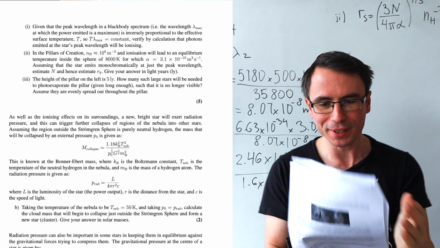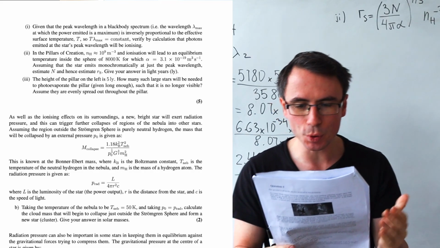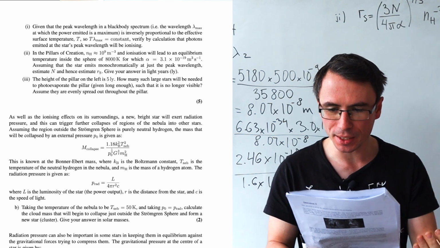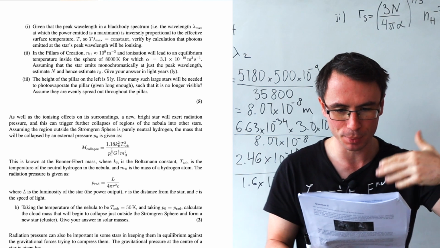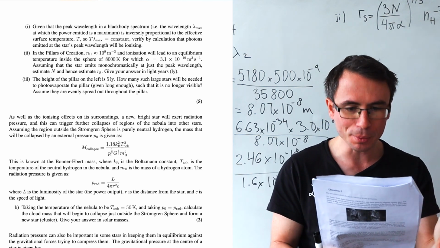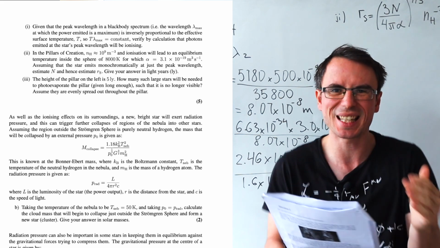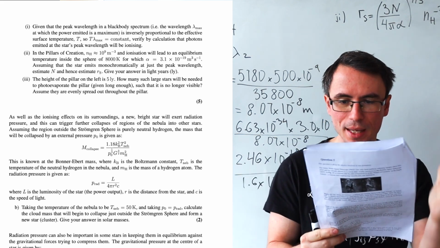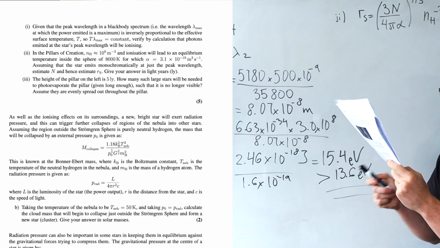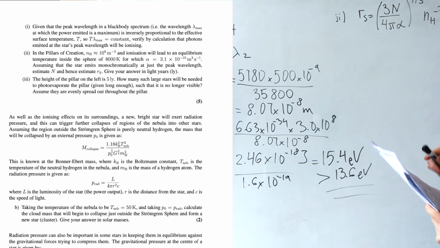and the first part is done. Okay, for the next part, we're given NH, which was the density of hydrogen, is around 10 to the power of 9, and ionization will lead to an equilibrium temperature inside the sphere. Okay, we're given some more data. Assuming that the star emits monochromatically, that means just the same wavelength, at just that exact peak ionizing wavelength, estimate N, and hence estimate Rs.